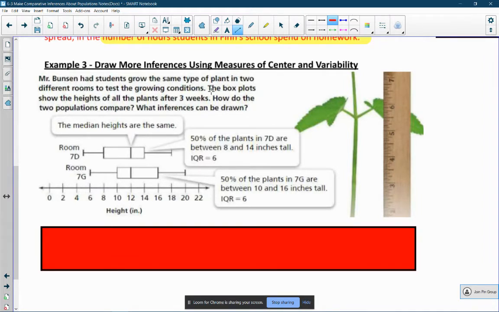That'd be like if I was growing something in my room and then you guys were growing something in the science class. The box plots show the heights of all the plants after 3 weeks. How do the 2 populations compare? Okay, so the populations here would be all of the plants grown in each room. What inferences can be drawn? So we want to answer those 2 things. How do the 2 populations compare? And secondarily, what inferences can we make from that data?